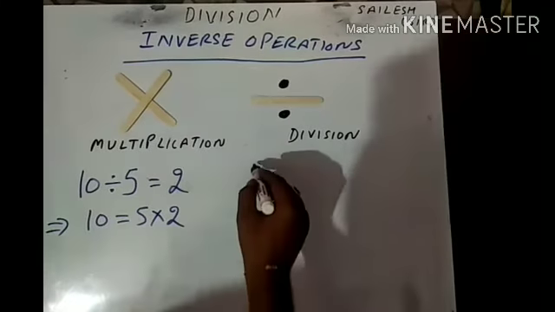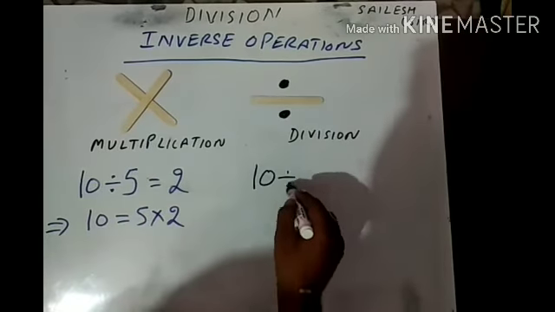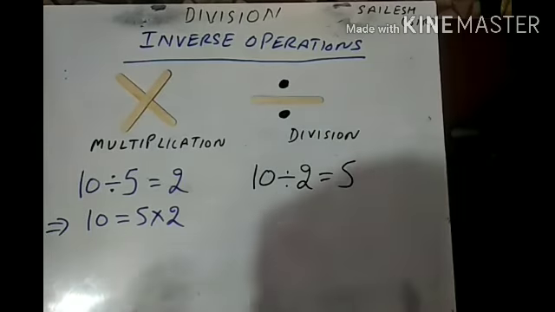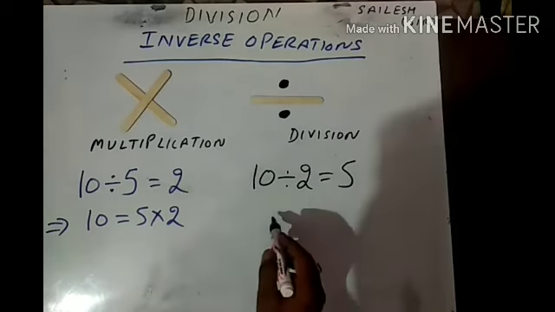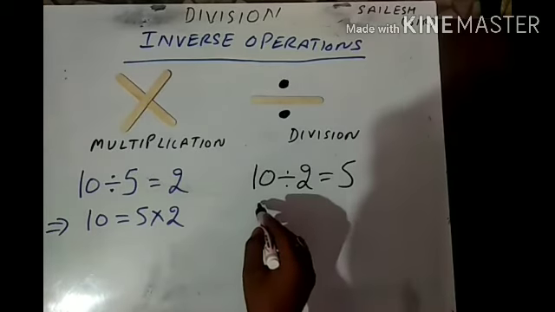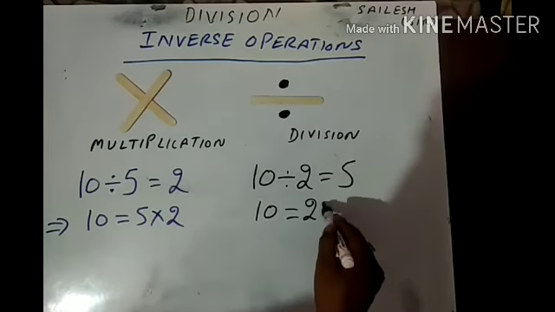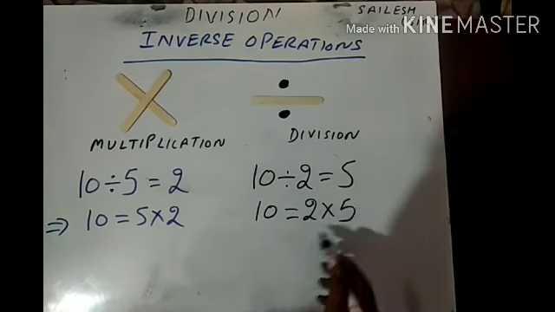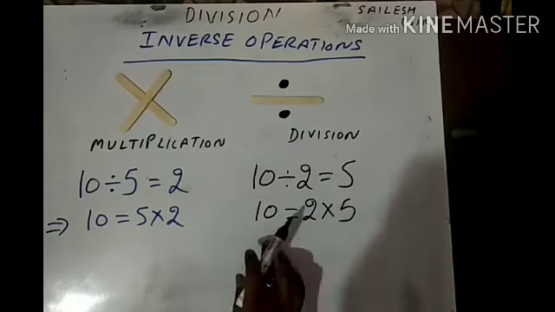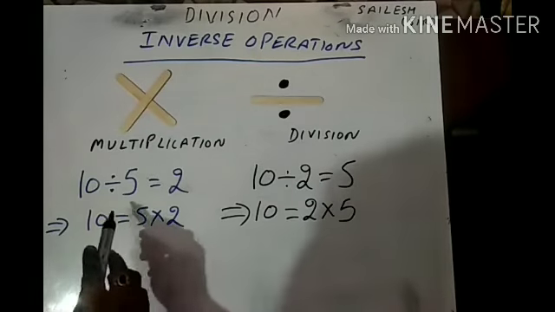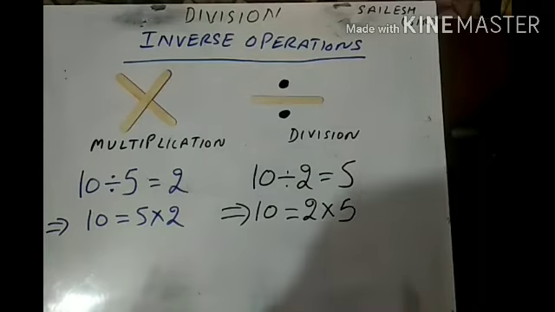Secondly, I will see if 10 divided by 2 is equal to 5, then 10 will be 2 multiplied with 5. So the answer is 10. Here you will also see that multiplication is the inverse of division.